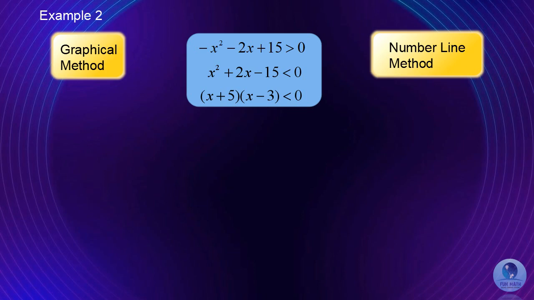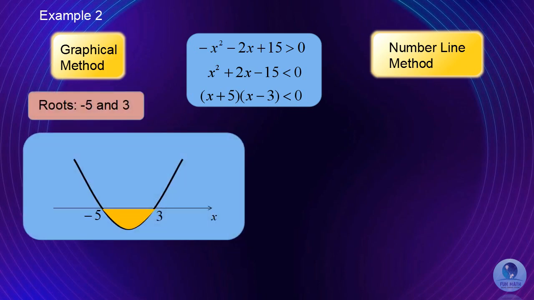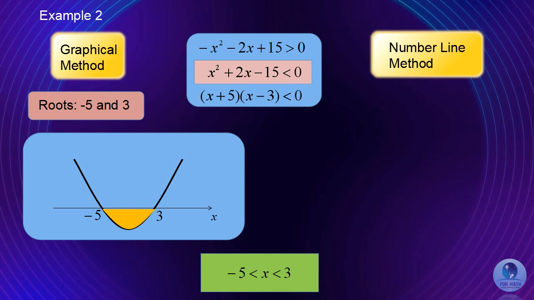Let's look at the graphical method. The roots for this quadratic function are negative 5 and 3. Now you need to sketch the graph for this function x squared plus 2x minus 15. This is a U-shaped graph with the roots negative 5 and 3. Look at the question. The inequality sign is lesser than 0. Now, you need to shade the area below the x-axis, which is anything between negative 5 and 3. So the answer will be x greater than negative 5 but lesser than 3.